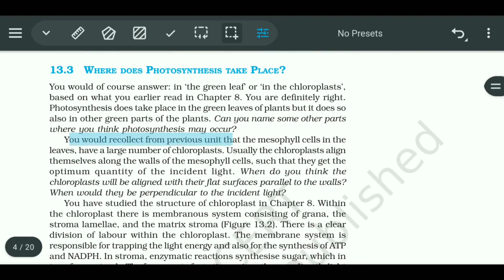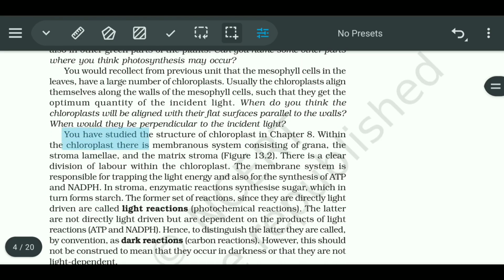You would recollect from the previous unit that the mesophyll cells in the leaves have a large number of chloroplasts. Usually, the chloroplasts align themselves along the walls of mesophyll cells such that they get the optimum quantity of the incident light. When do you think the chloroplasts will be aligned with their flat surface parallel to the wall? When will they be perpendicular to the incident light? You have studied the structure of the chloroplast in chapter 8.